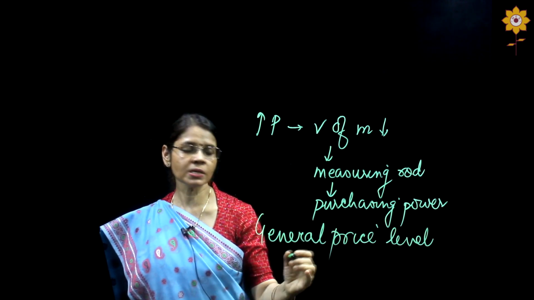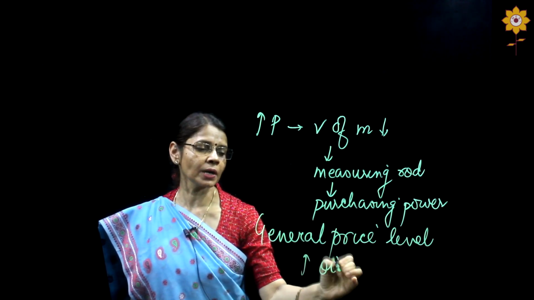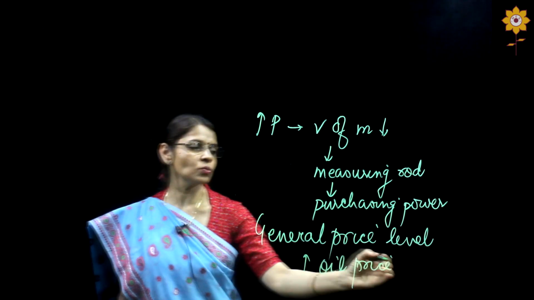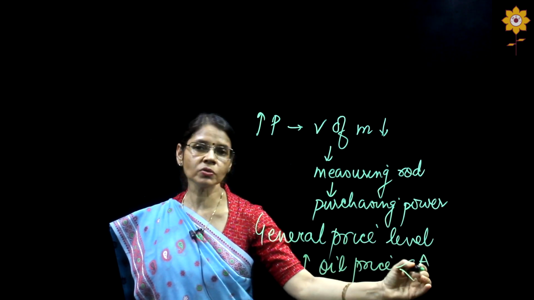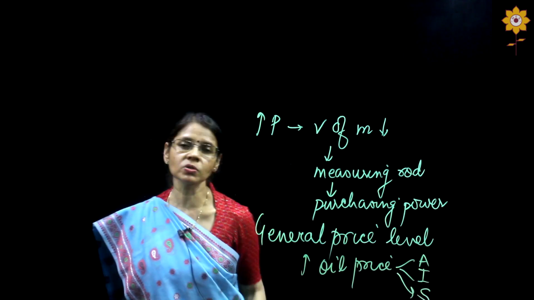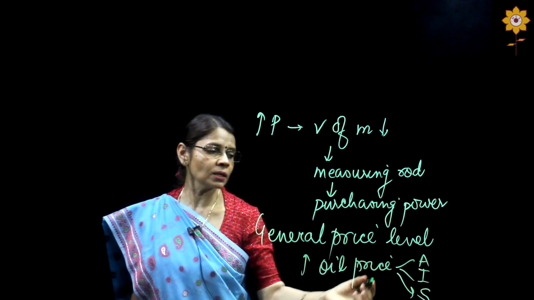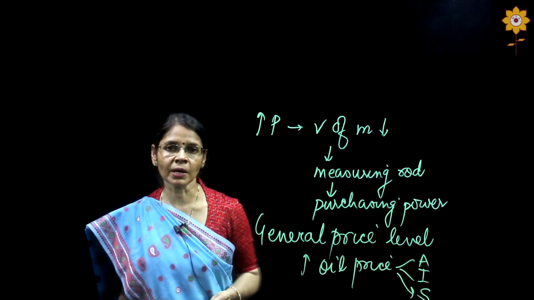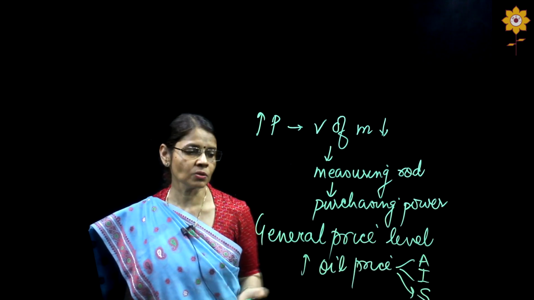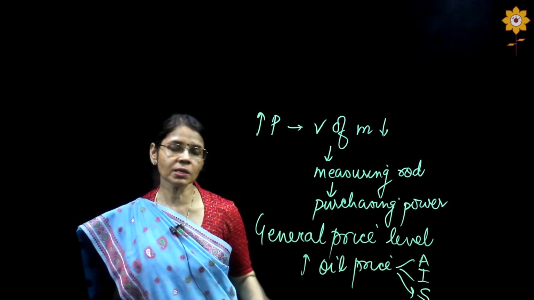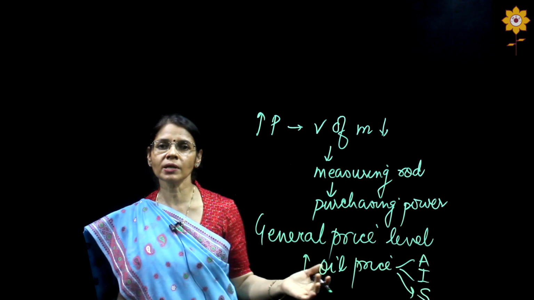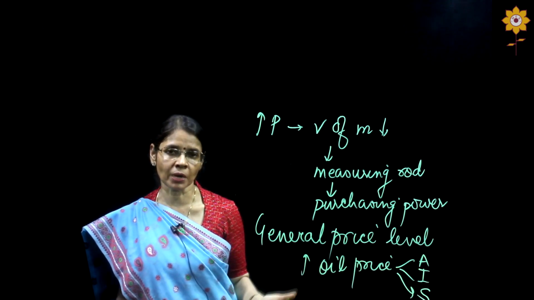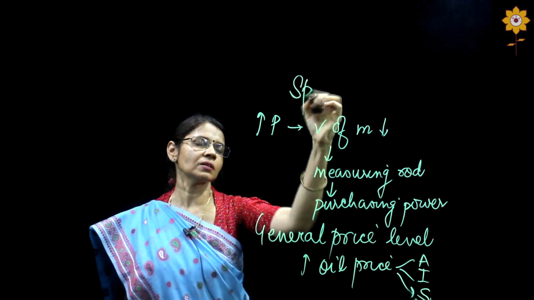For example, suppose we say there is a rise in oil prices. Now oil is an input which is used for agriculture, it is used for industries, as well as it is used for the service sector. So automatically it is an input for other firms, and it will increase the price in all these sectors altogether. So the commodities either related to agriculture or industries or service, everywhere there will be a rise in price.